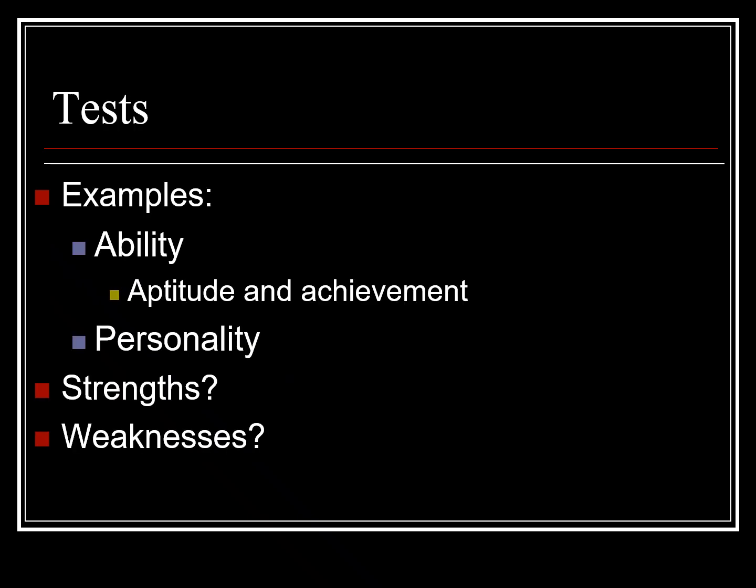We can also give tests. Generally speaking, tests are going to be ability, aptitude or achievement, and personality. So that's generally what we're looking at when we're looking at tests. Now, when we're talking about ability tests, there's aptitude and achievement. Aptitude, if we're using cognitive ability as an example, would be, can you learn? How smart are you? Achievement would be, have you learned the material from a particular subject or class?